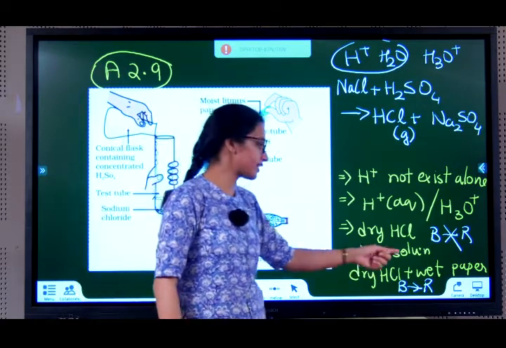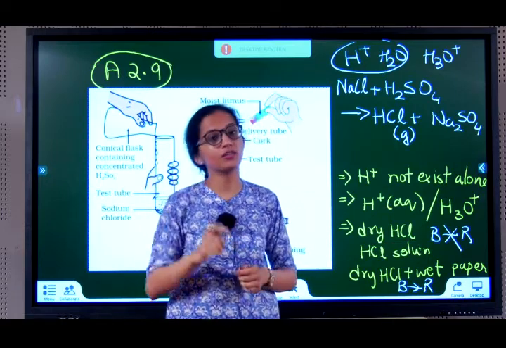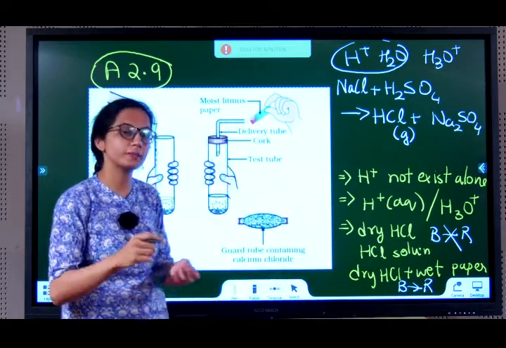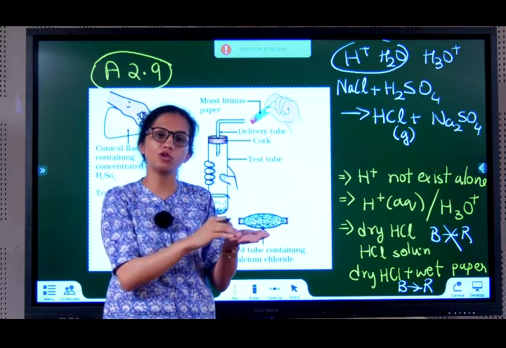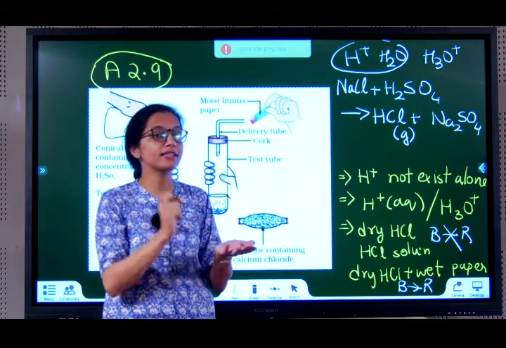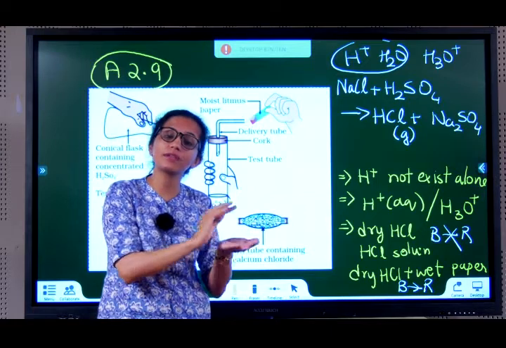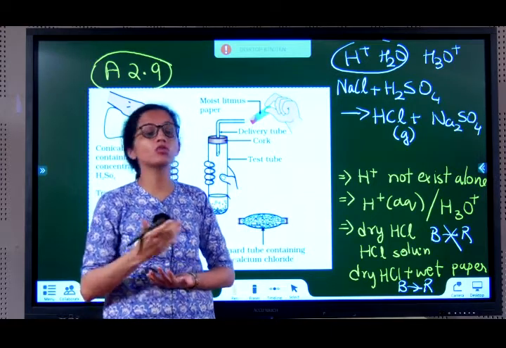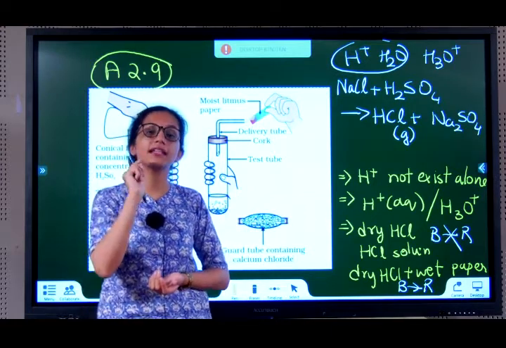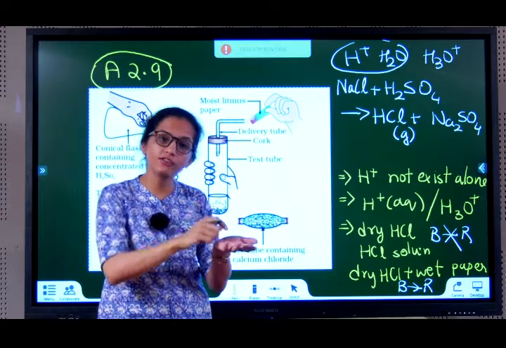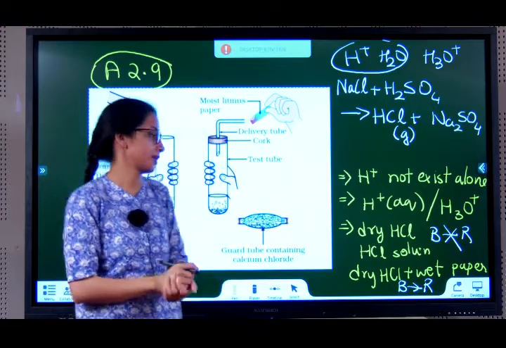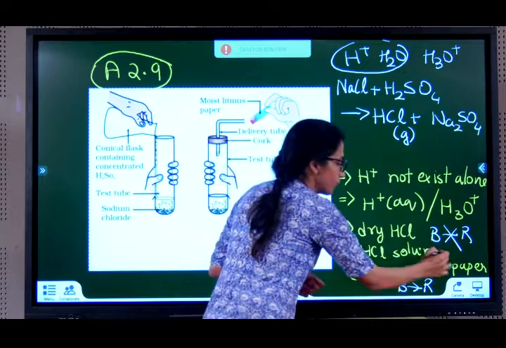But if I use HCl solution, in our experiment you saw in the starting, we did a few experiments in which we tested acids on blue litmus paper. There you saw that HCl solution was turning blue litmus red. Why did it work that time? Because we were not using dry HCl, we were using HCl solution. We were taking a few drops and putting it on the blue litmus paper. So HCl solution will turn blue litmus red.